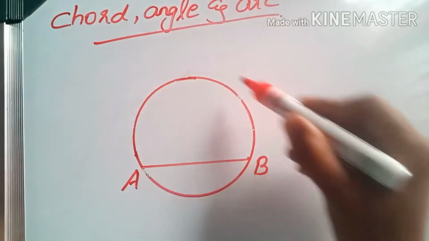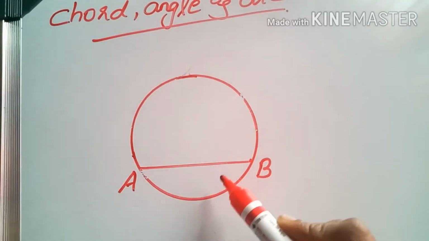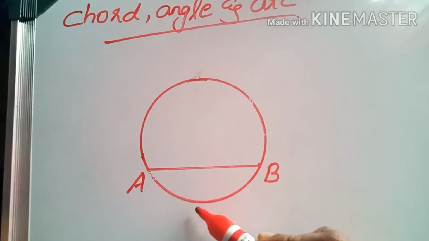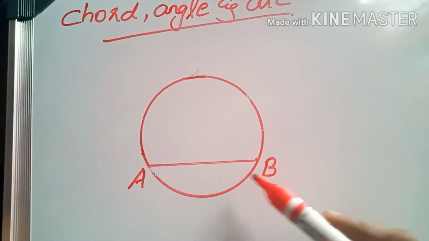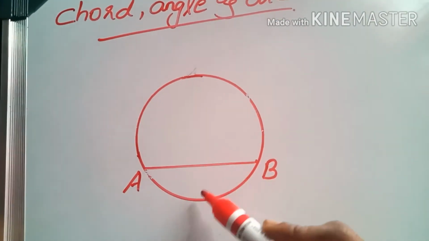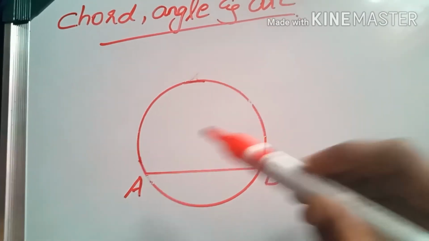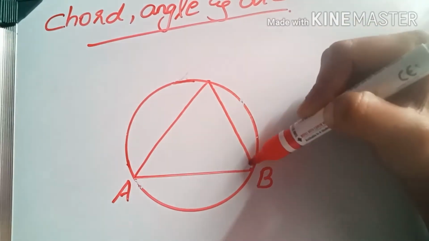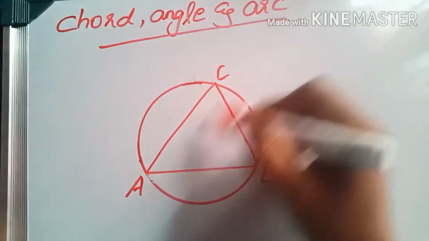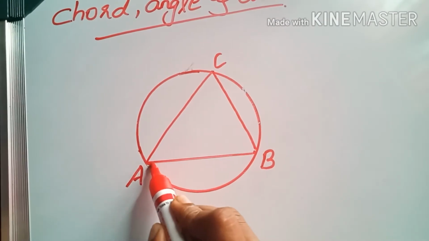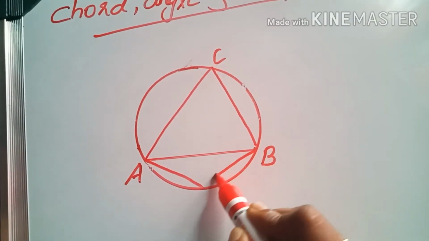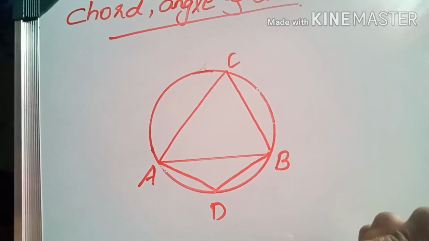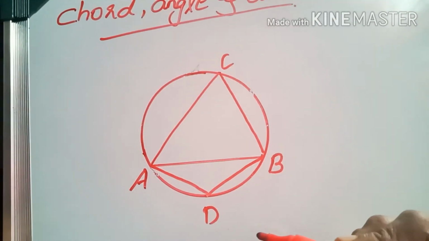This chord divides the circle into two unequal parts, not equal parts. One large part and one small part. In these two parts we can draw angles, isn't it? If we draw an angle like this, one angle will be here, angle ACB. Same to the down portion also we can draw, ADB. And one speciality is there for all these angles.